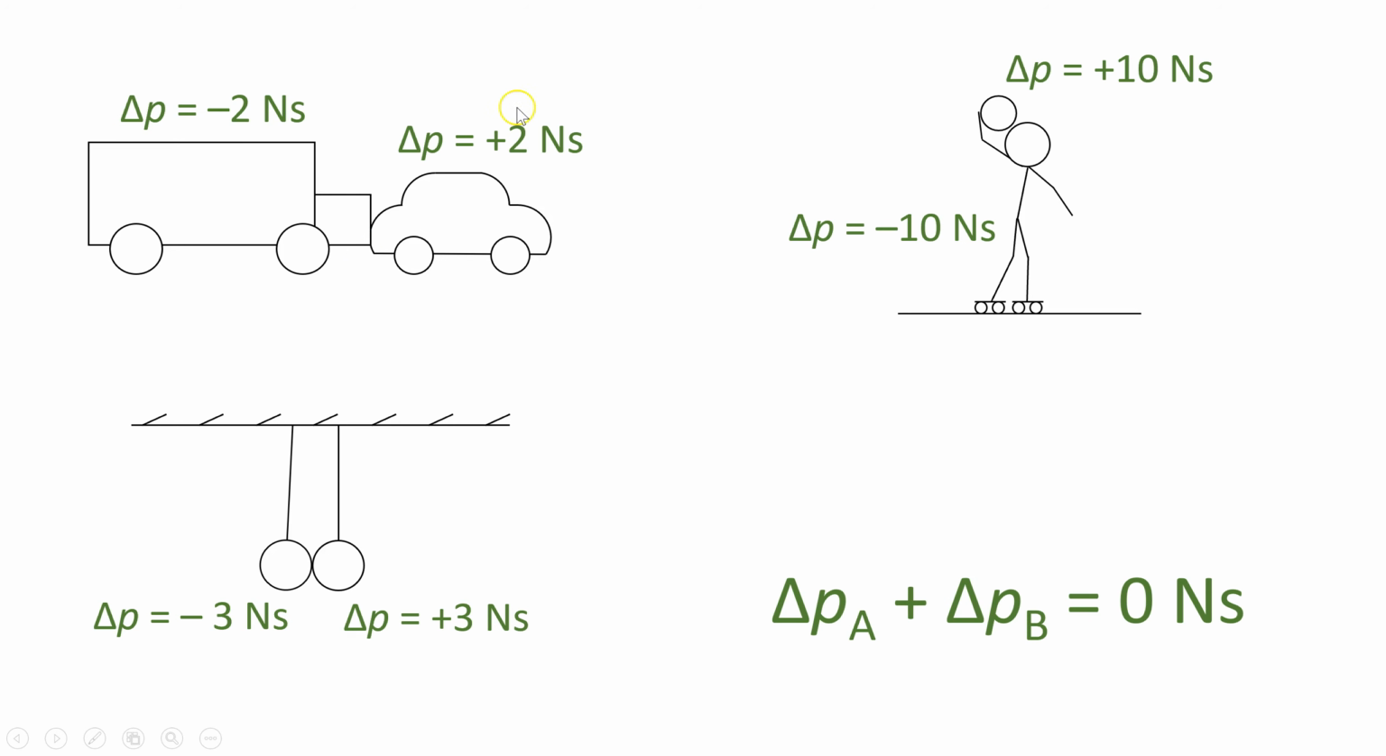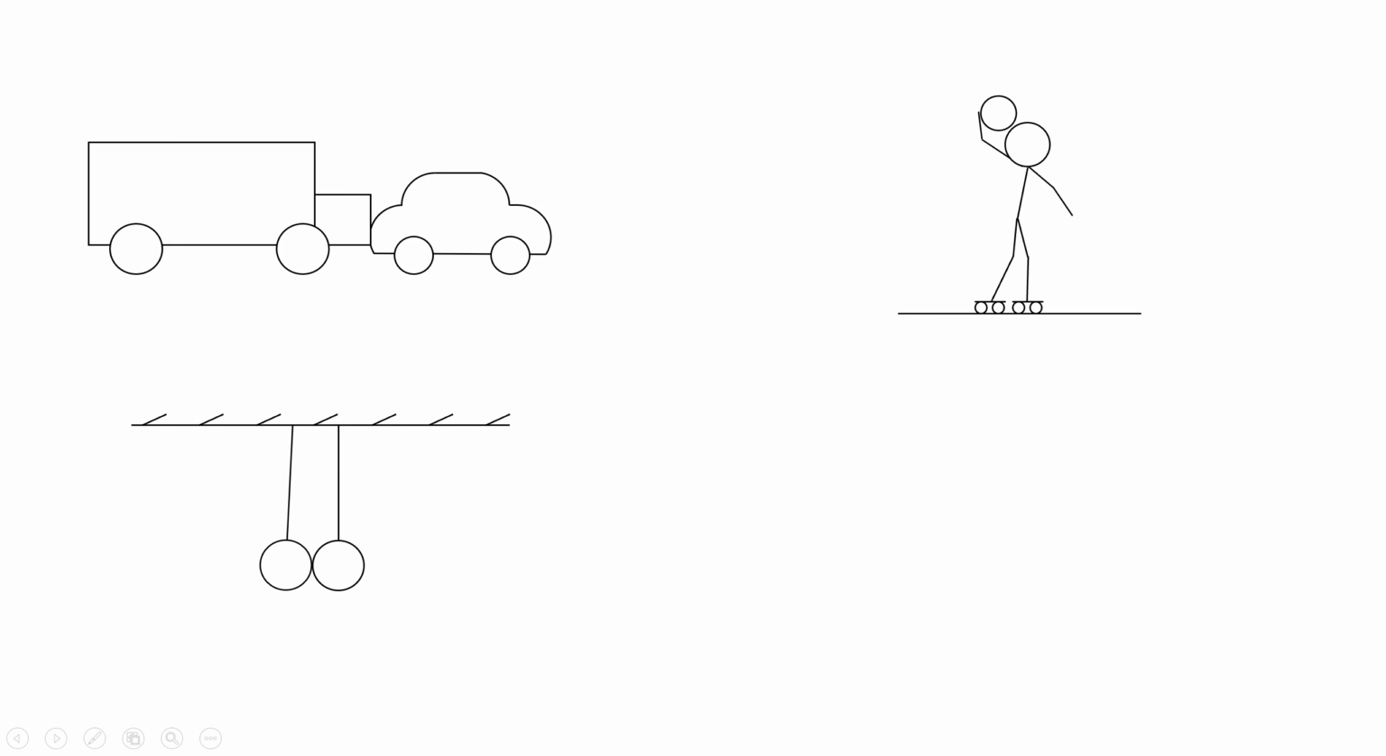Why do these changes exactly cancel out in every case? It has to do with force and Newton's third law. In fact, all of momentum conservation comes from Newton's third law. So during this collision, the truck is getting pushed to the left, but the car is getting pushed to the right with an equal and opposite force.